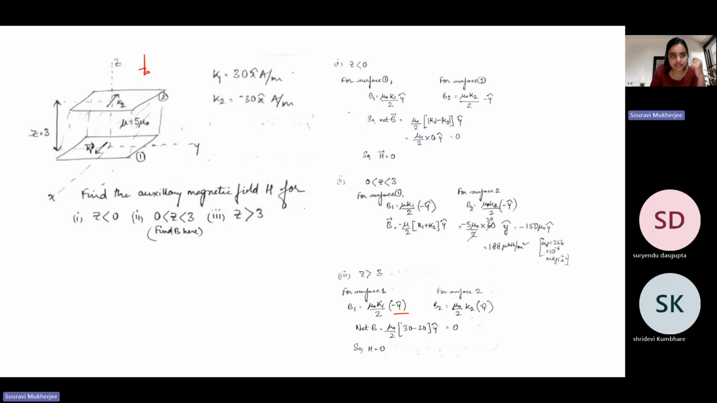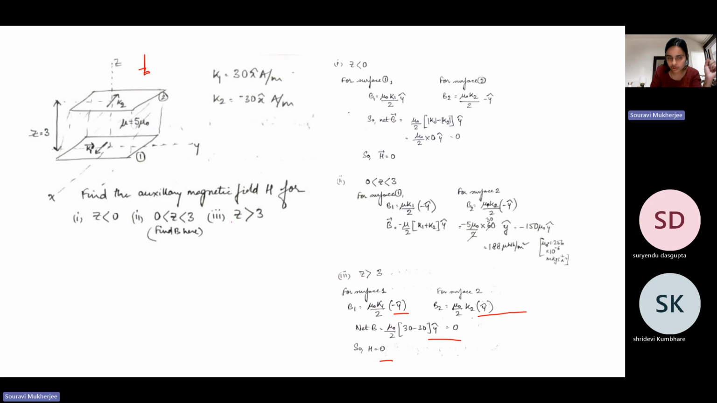Now, for the second surface, what will happen? Your current direction has reversed. So you have minus X cross Z, that is Y. So they are now equal and opposite because K1 is equal to minus K2. So what do you end up getting? 0, right?